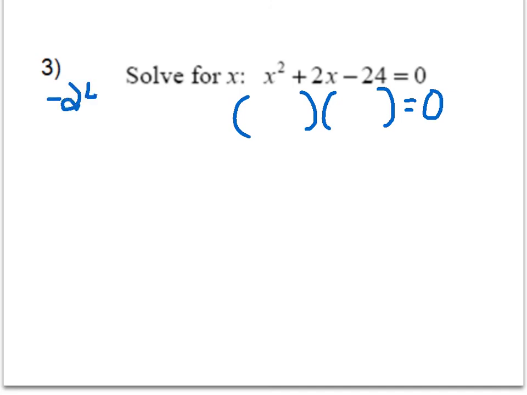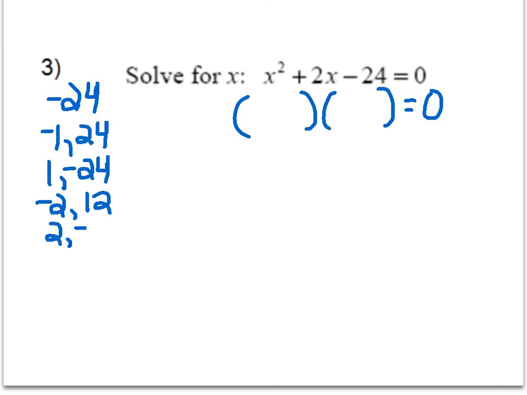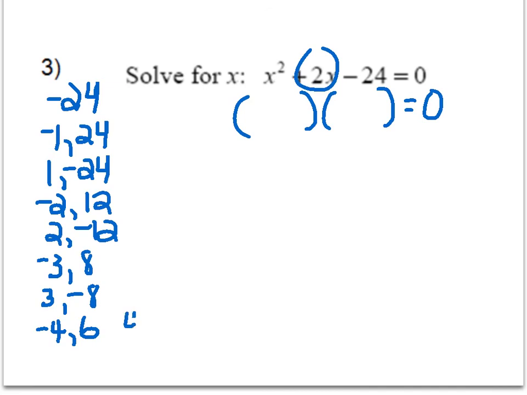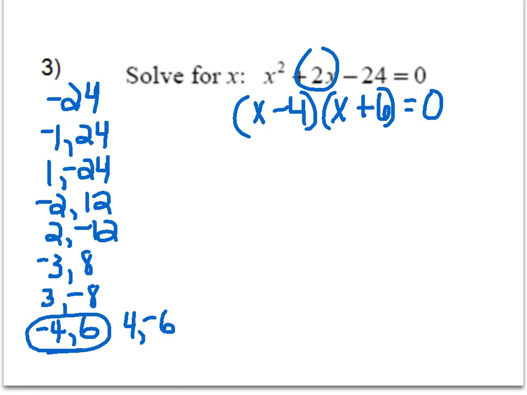So what are the factors of negative 24? There's quite a few. We have negative 1 and 24, 1 and negative 24. We have negative 2 and 12, 2 and negative 12. We have negative 3 and 8, 3 and negative 8. We're trying to find the one that's going to add up to this middle term of positive 2. Have we come across that yet? No. Negative 4, positive 6, 4, and negative 6. And we're looking for a positive 2, and I think I have found my match. It's x minus 4, x plus 6.